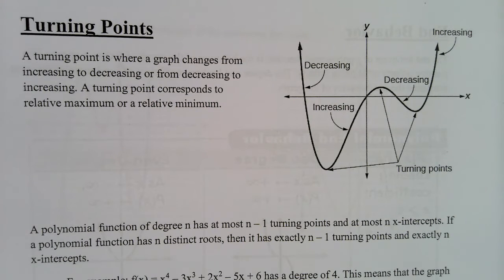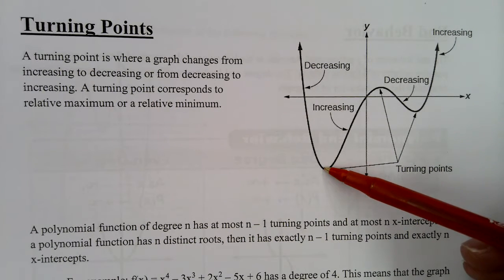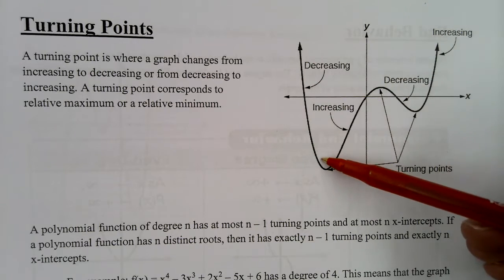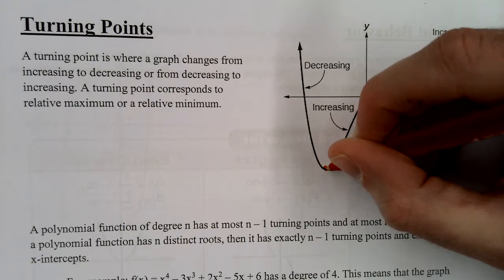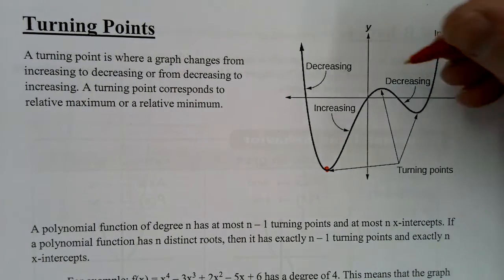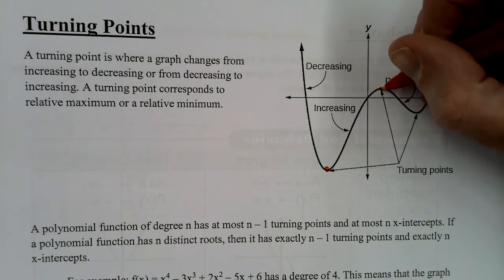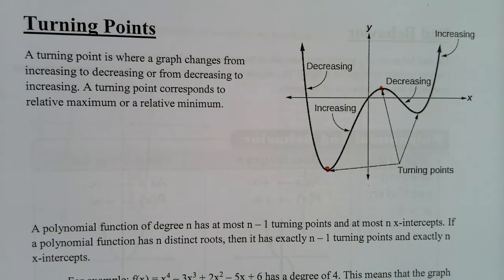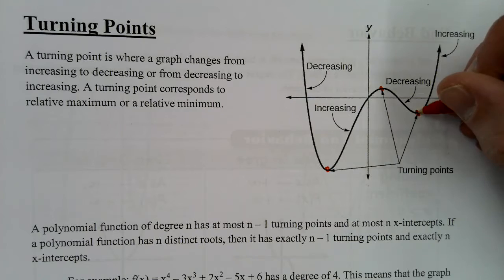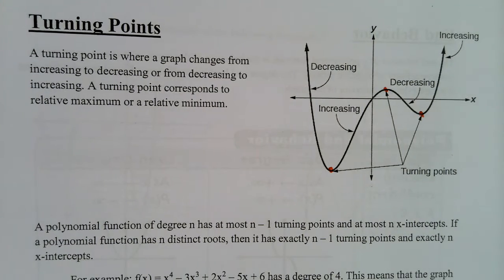So for example, this is a turning point because the graph is decreasing up to there, and then the graph starts increasing. This is also a turning point because up to now it's increasing, then it starts decreasing again. And this is another turning point because it's decreasing up to there, and then it starts increasing again.